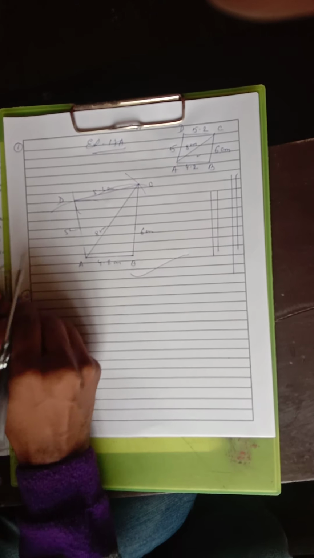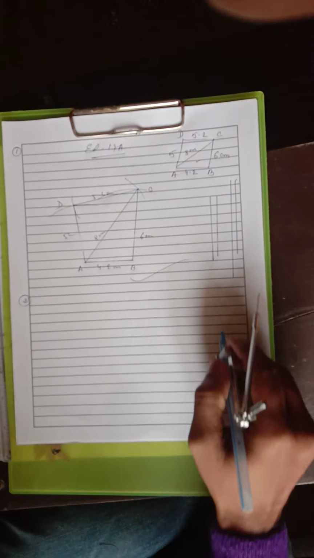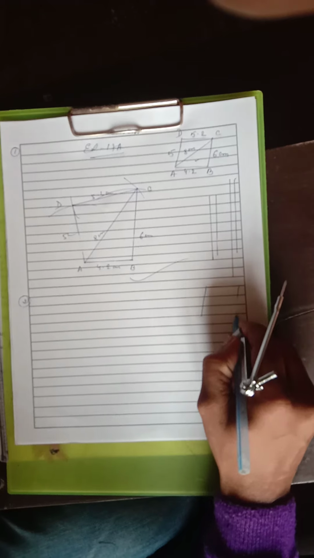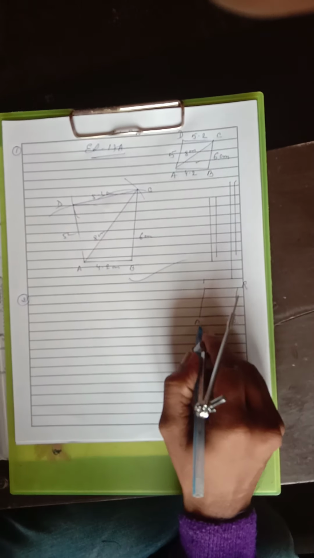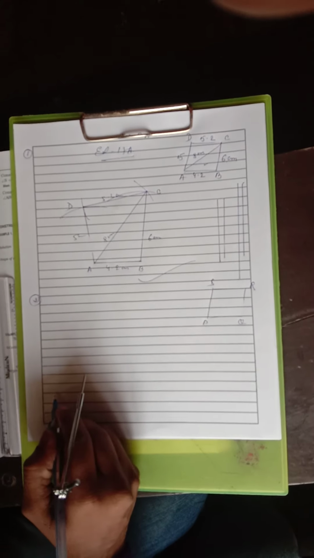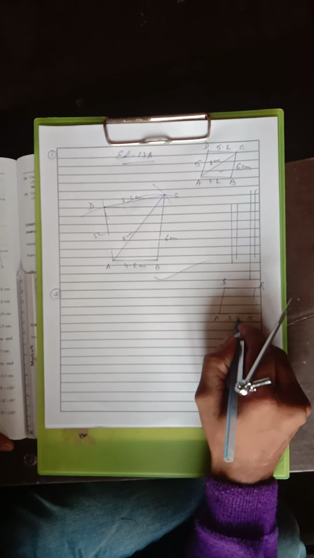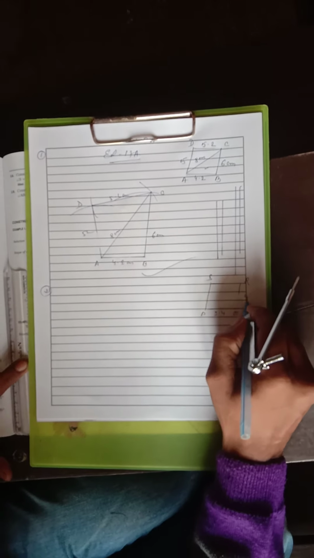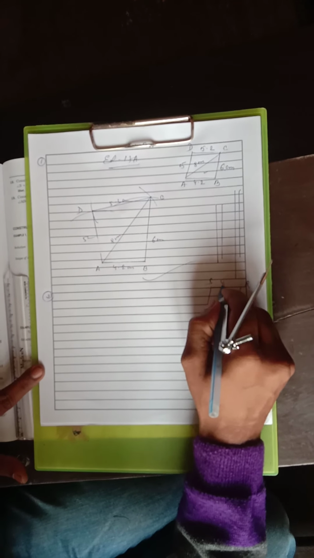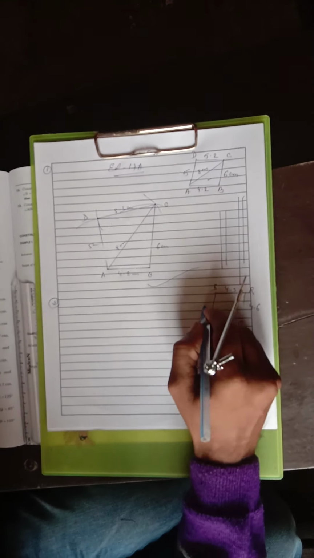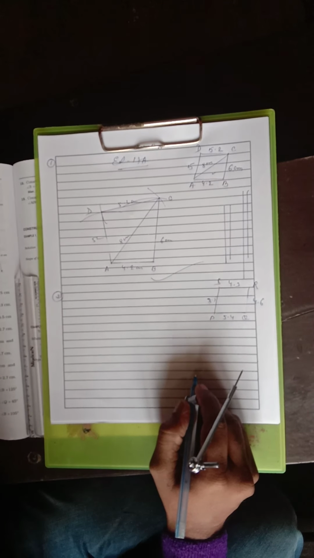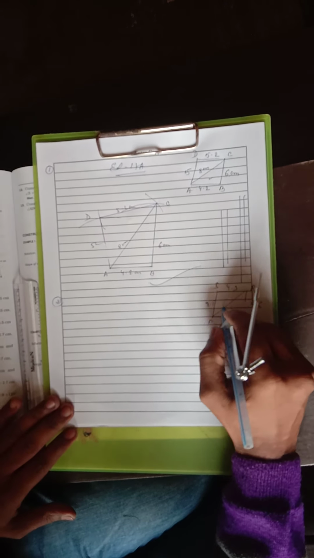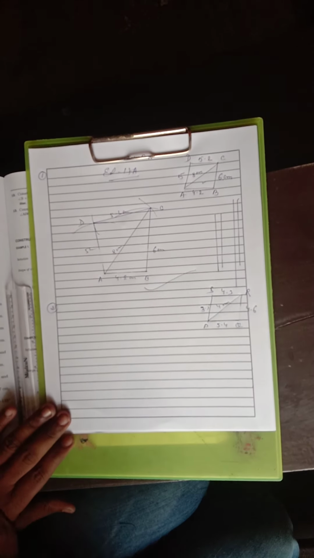In the same way, question number 2. A quadrilateral PQRS is given. So what is our first work? To make a rough figure. Always P, Q, R and S. PQ is given as 5.4, QR 4.6, RS 4.3, SP 3.5 and PR is given as 4 centimeter.